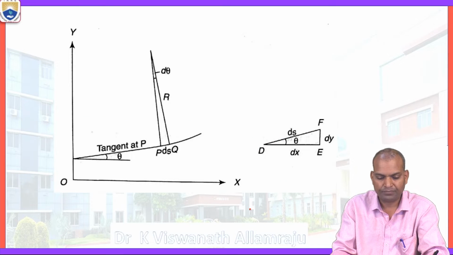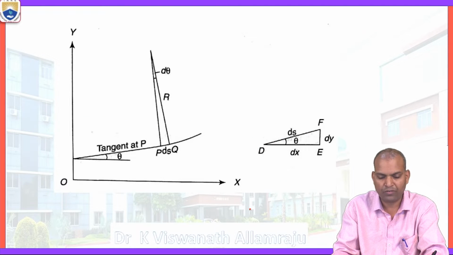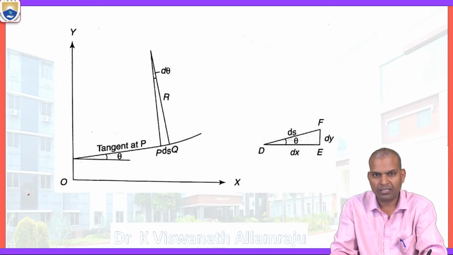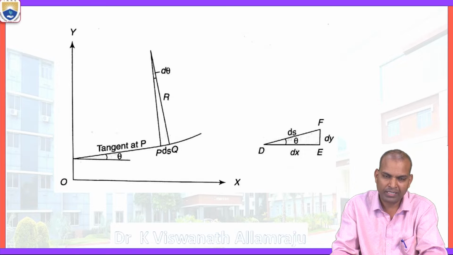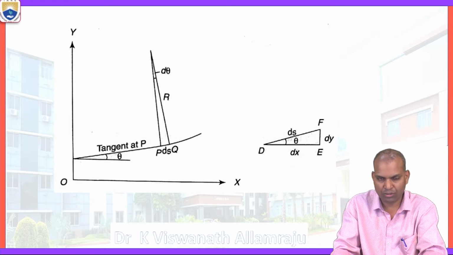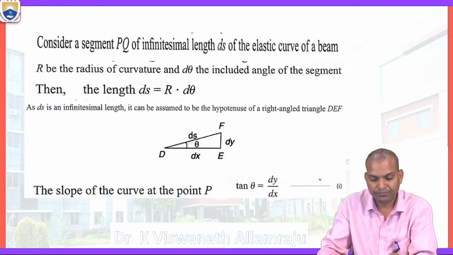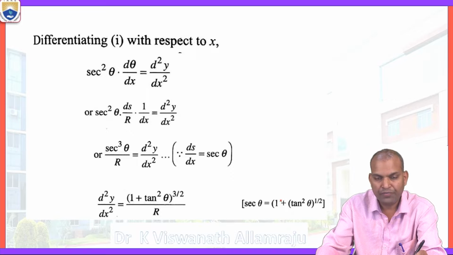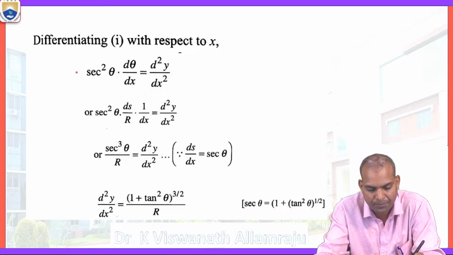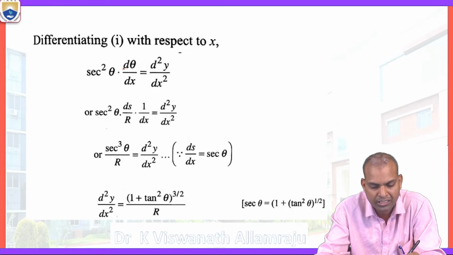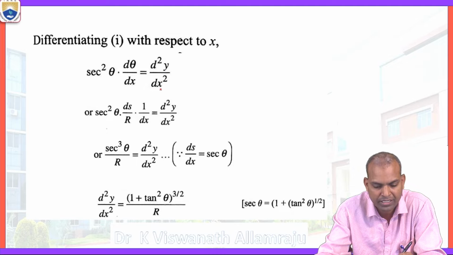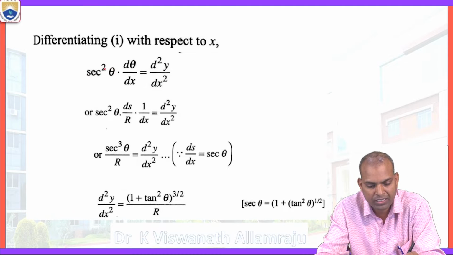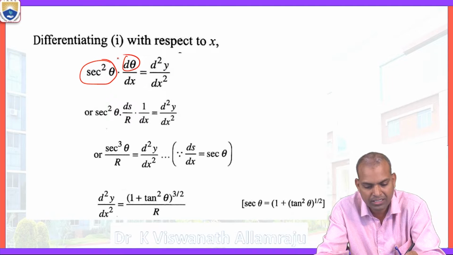Here, this d theta we consider is known as the elemental angle, also known as the theta slope. Then tan theta equals dy by dx. If you differentiate with respect to theta, that is secant square theta d theta by dx equals d square y by dx square.